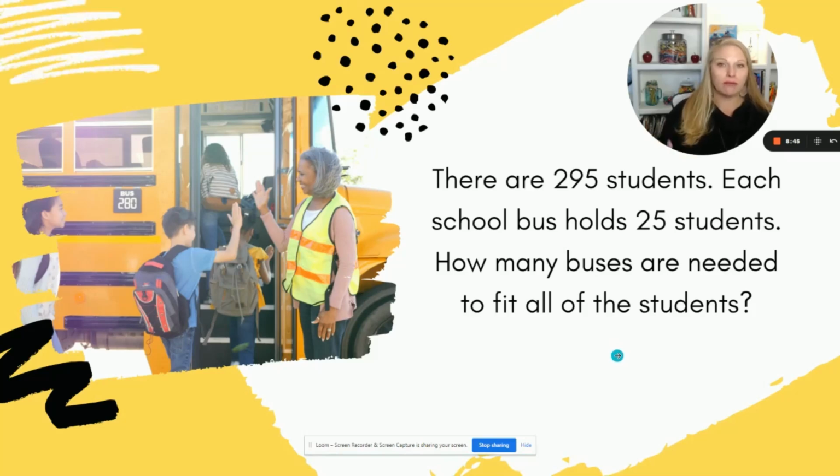So I have this problem. There are 295 students. Each school bus holds 25 students. How many buses are needed to fit all of the students? So understand, the first thing I want you to do is read the problem out loud. The second thing I want you to do is read it at least 2 more times, a total of 3 times.